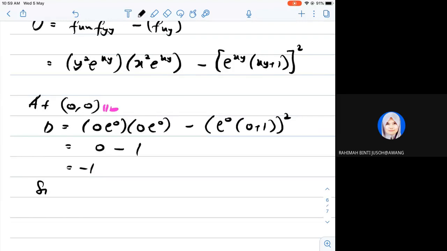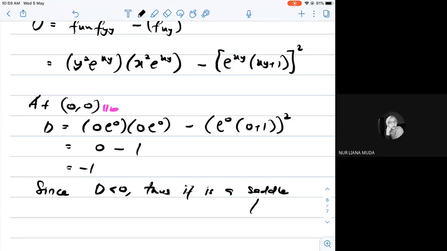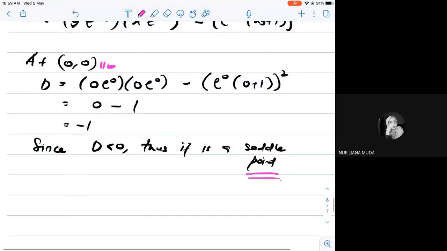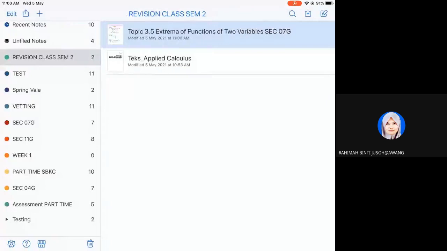Okay, since D less than 0. So what's the conclusion? Saddle point. Yes, saddle point. Very good. Okay, very good. Understand, guys? Yes, madam. Okay, well done.